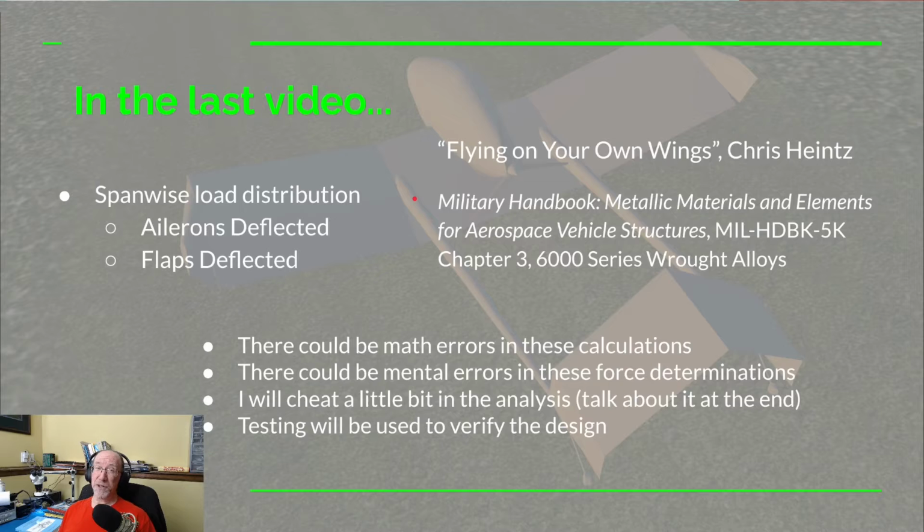Now, another publication we're using, and you can get it online, is the Military Handbook for Metallic Materials and Elements for Aerospace Vehicles. And in particular, we're using Chapter 3, which covers the 6000 series of aluminum alloys.